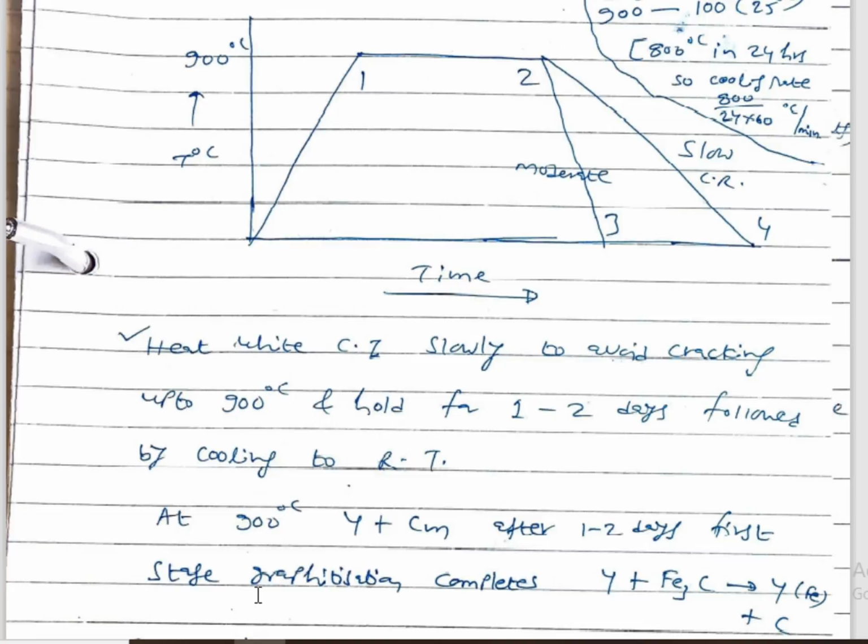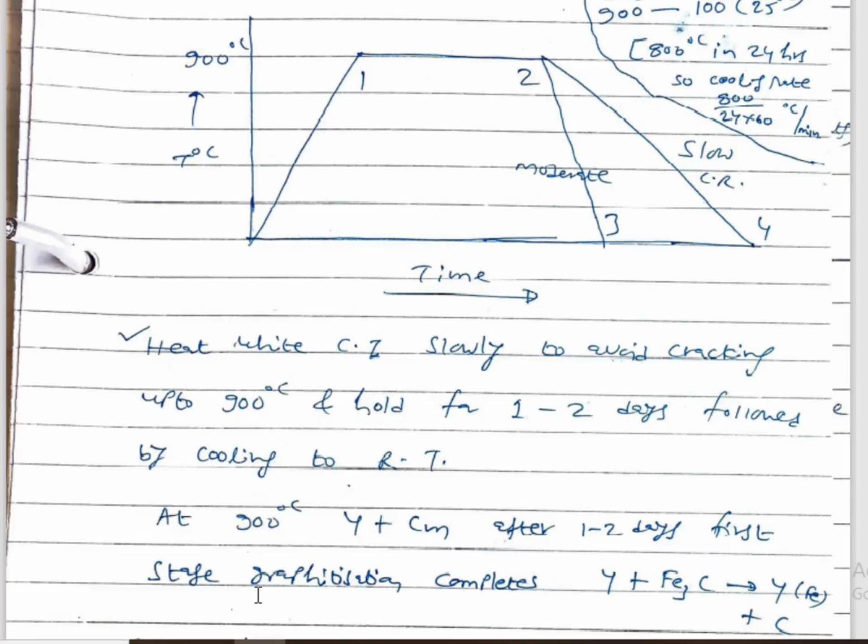So due to this prolonged holding, the cementite will be broken into iron and carbon, and breaking of this cementite into iron and carbon is known as graphitization. So graphitization is nothing but disintegration of cementite into iron and carbon, or iron and graphite. So this is known as first stage graphitization.